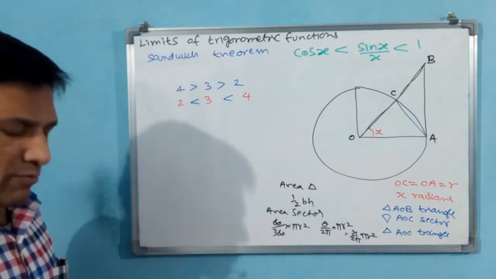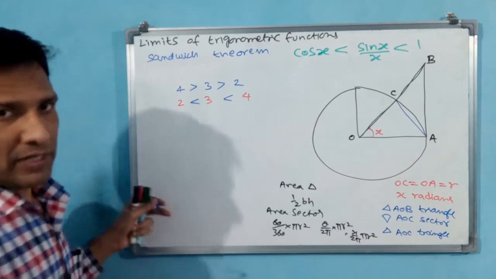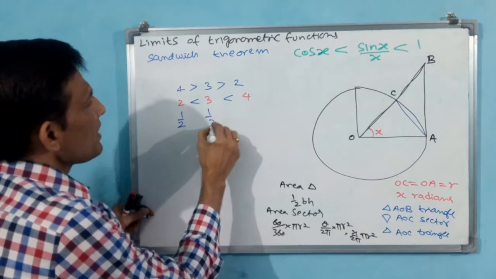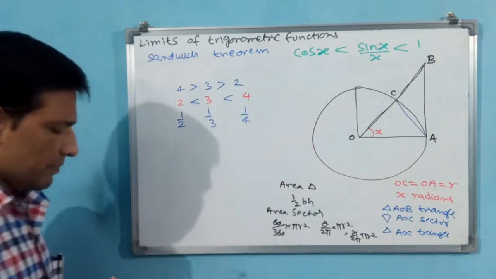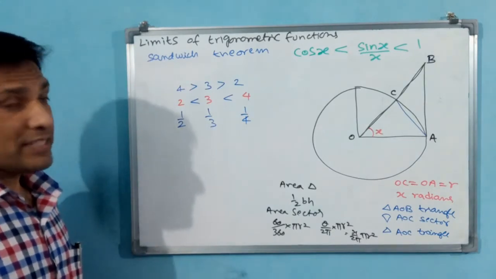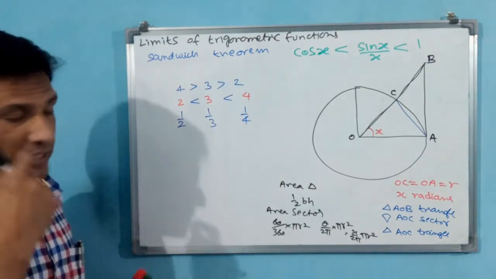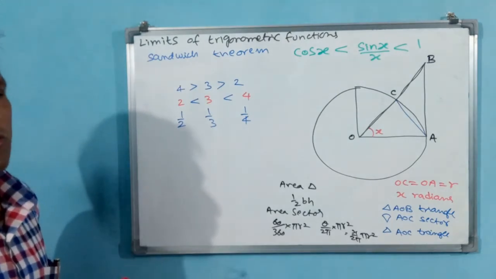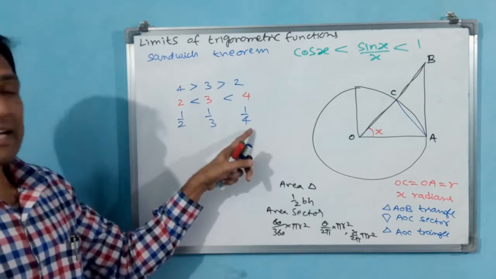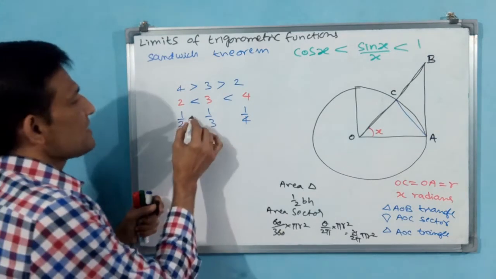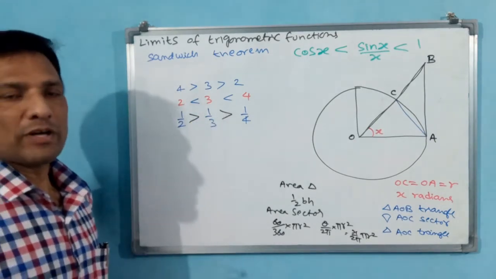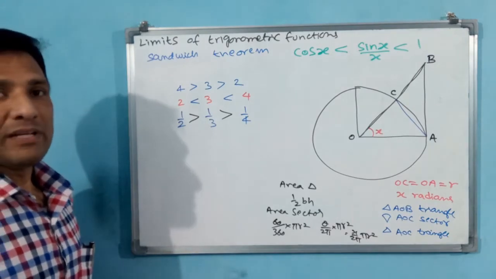Now what I am going to do is make reciprocals. Reciprocal means I am going to write 1 by 2, 1 by 3, 1 by 4. Now how will the symbol come, you tell me? 1 by 2 value is 0.5. 1 by 4 value is 0.25. 1 by 2 is greater than 1 by 4, so the symbols will be like this. You understand now?